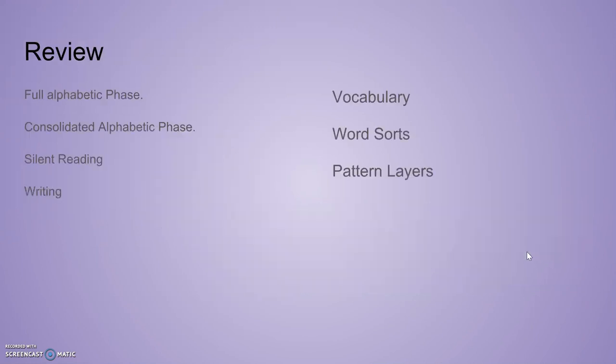Let's review. Full alphabetic phase is processing a word as 4 or 5 letters to match sounds. Consolidated alphabetic phase is processing a word as 2 chunks. Silent reading, students can read independently with no support and discuss a text with more detail. Writing fluency increases and students can focus on writing ideas.